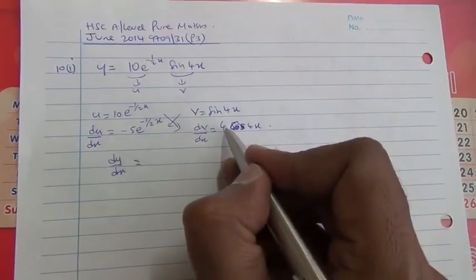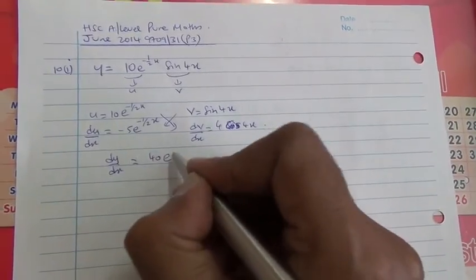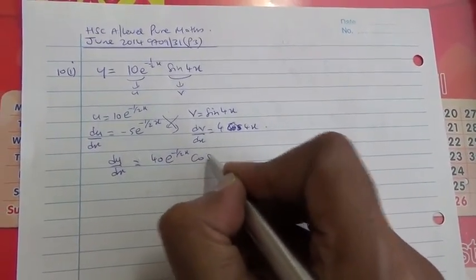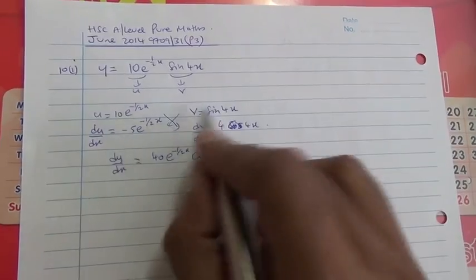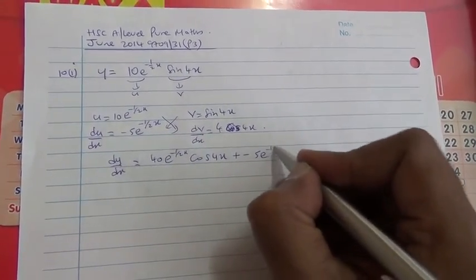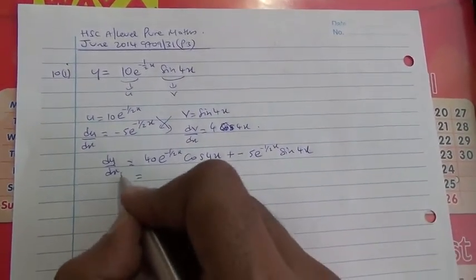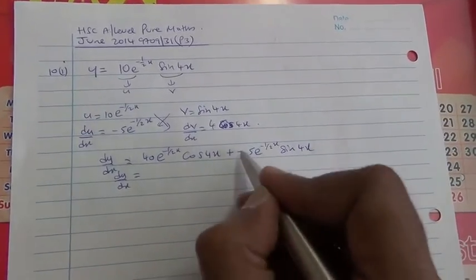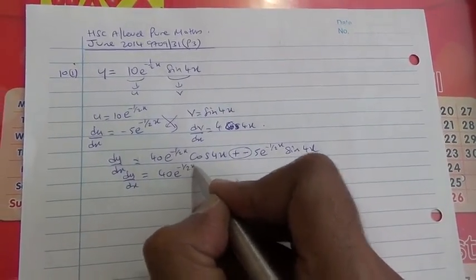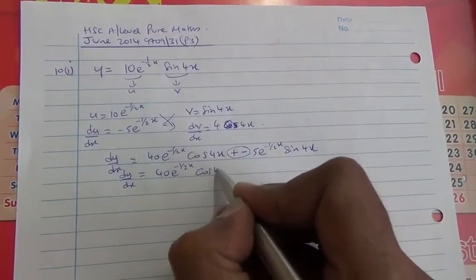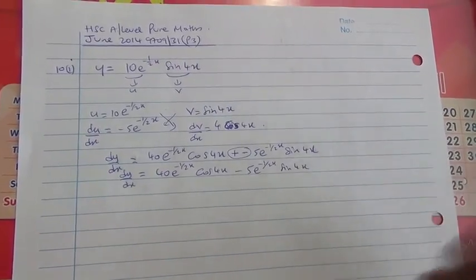So u dv by dx is 4 times this, so 4 times 10 is 40, then you have e to the power minus half x cos of 4x, plus minus 5 times this, that's going to be 5 e to the power minus half x sine 4x. Therefore dy by dx is equal to, plus and minus becomes minus, 40 e to the power minus half x cos of 4x minus 5 e to the power minus half x sine of 4x.